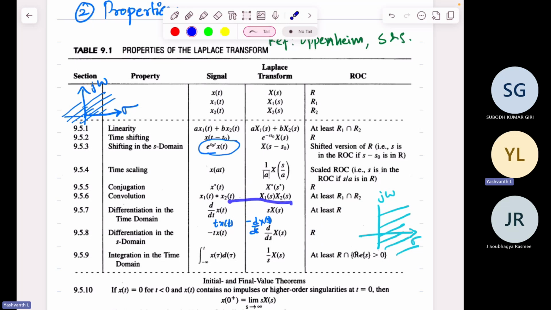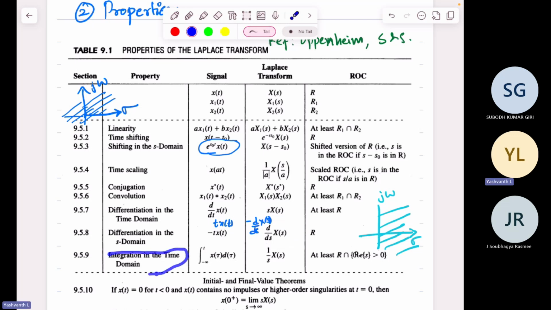You see, again, there is some kind of a dual property. If you differentiate in one domain, in the other domain you have s times X of s. Similarly, if you differentiate in the Laplace domain, in the time domain you have t times x of t, except that there's an additional negative sign. So the variable gets multiplied in the other domain compared to the domain in which you take the differentiation.